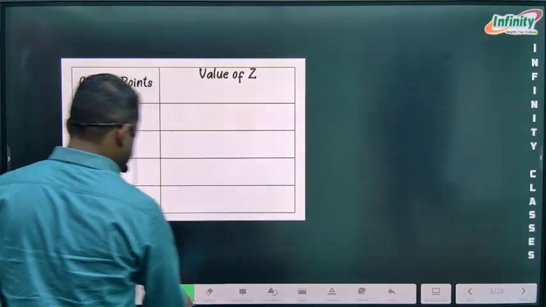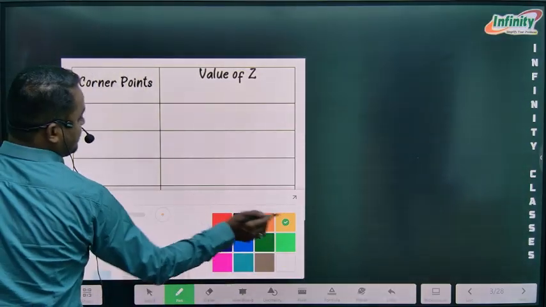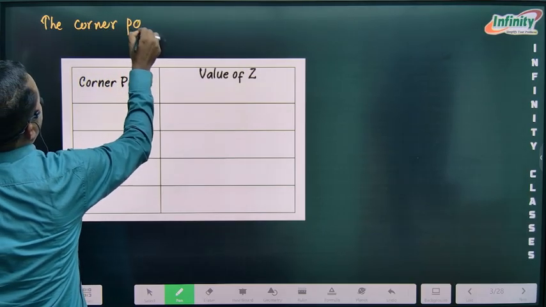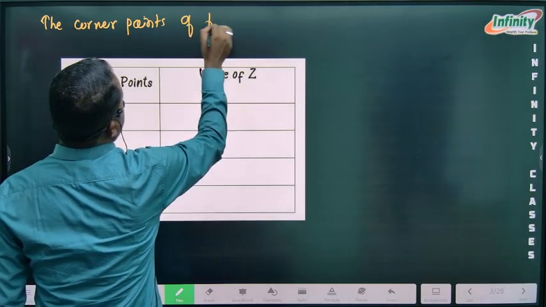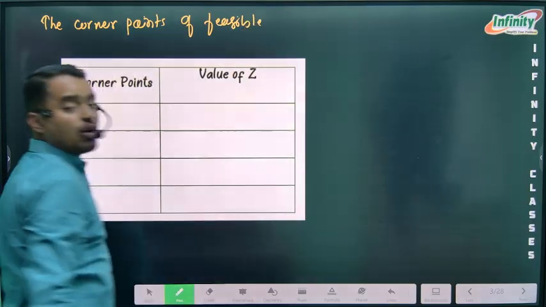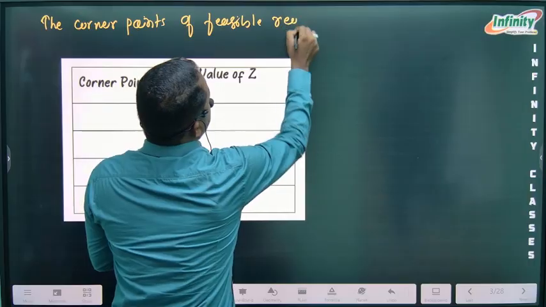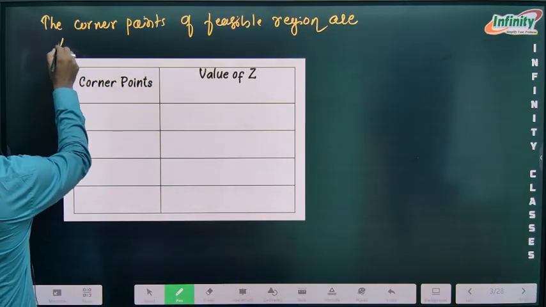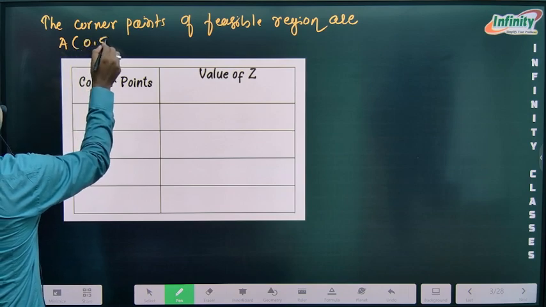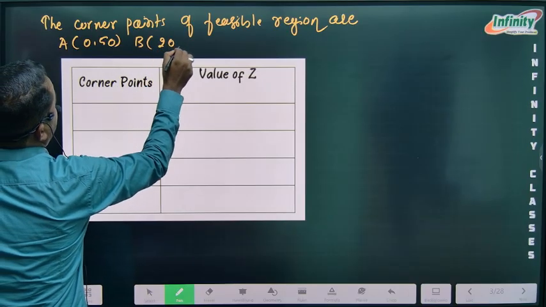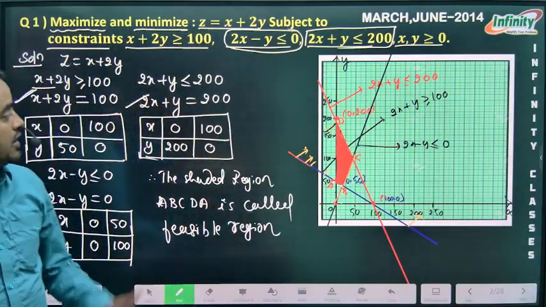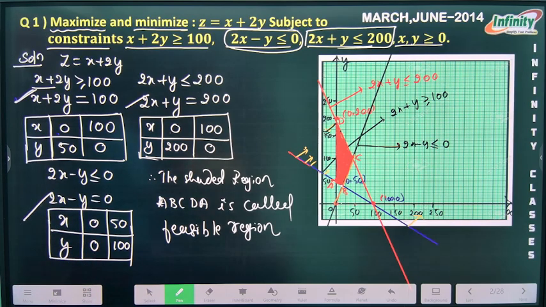Therefore, the corner points of the feasible region are A: 0, 50; B: 20, 40; then C: 50, 100. This will be what?